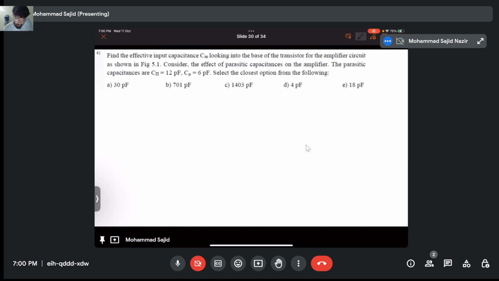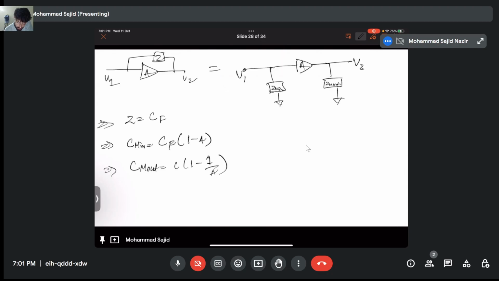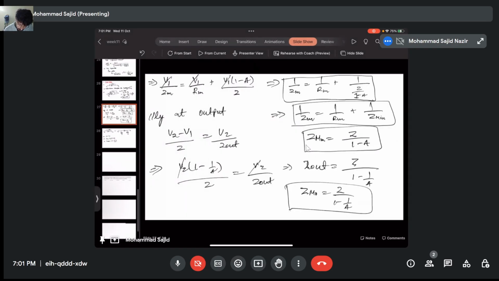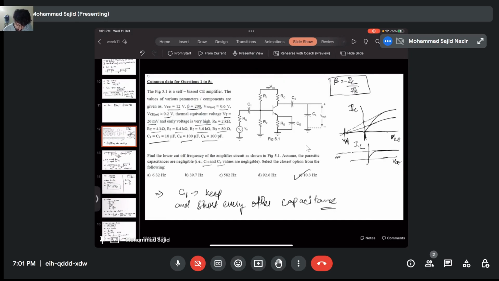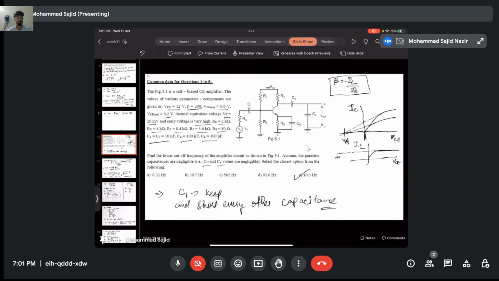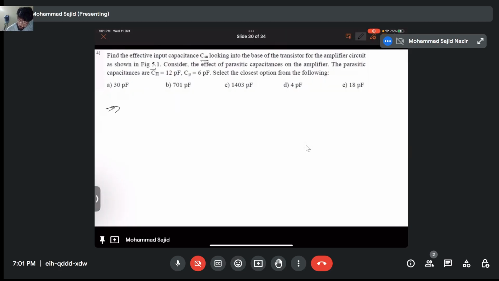Okay, now the question is: find the effective input capacitance looking into the base of the transistor for the amplifier circuit shown in figure 5.1. Okay, here is the circuit. What we need to do is find the effective input capacitance. Consider the effect of parasitic capacitance. C pi and C mu are given like this. So now your equivalent circuit.